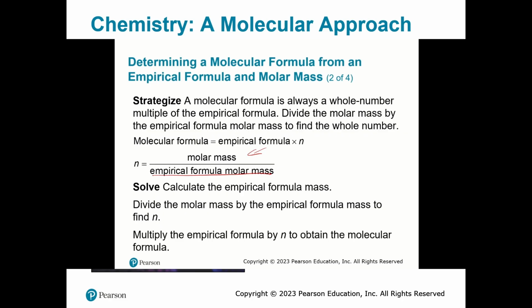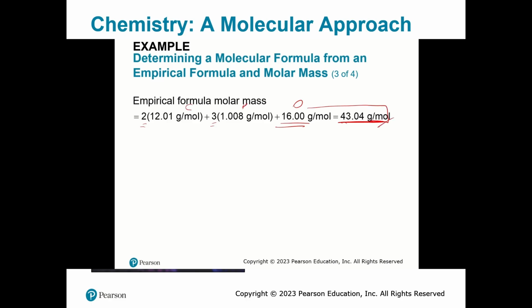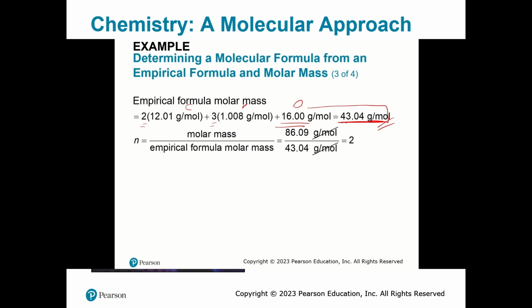Then you're going to solve that, right? So what I have here is the molar mass of my empirical formula. I have 2 atoms of carbon, 3 of hydrogen, and 1 of oxygen. So here's oxygen, hydrogen, and carbon. That is the molar mass of the empirical formula. Now we're going to divide the molar mass of my molecular formula by the molar mass of the empirical formula, which is 2.